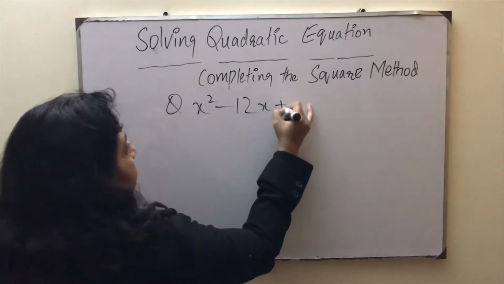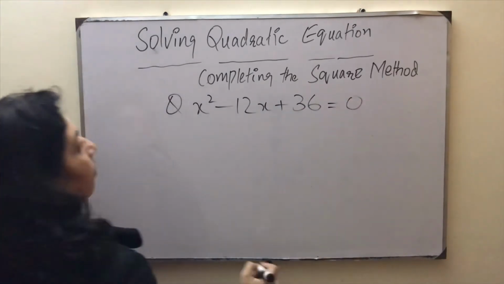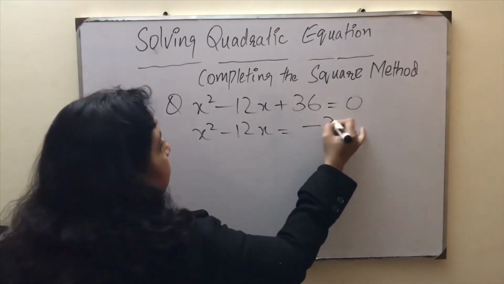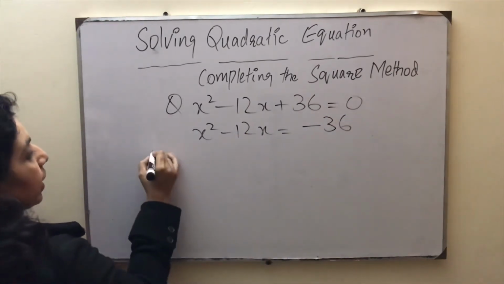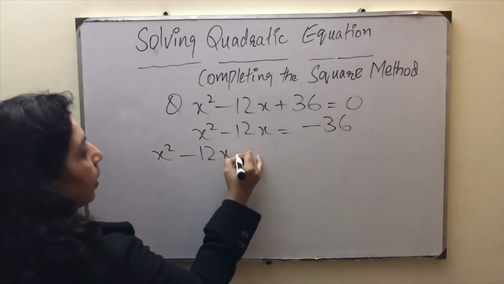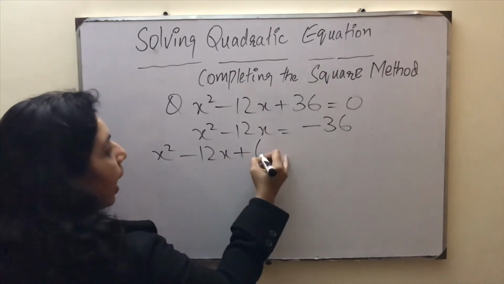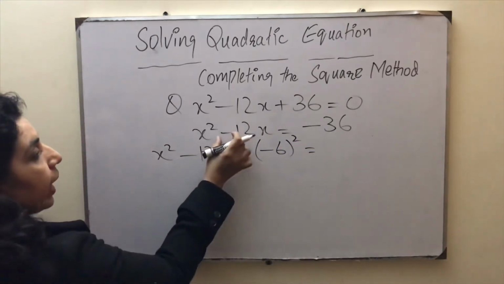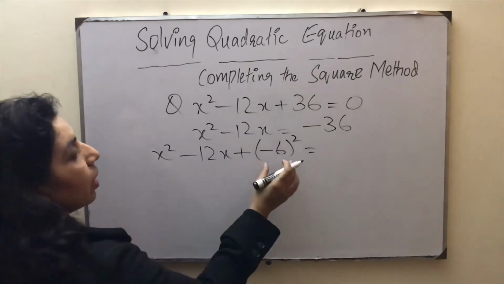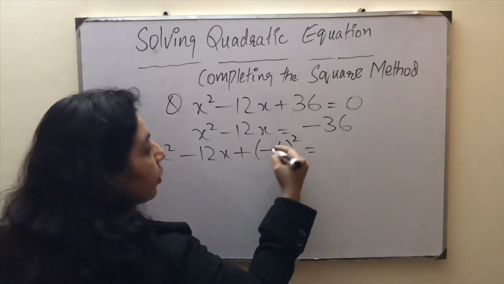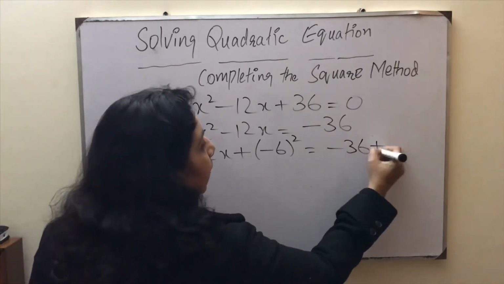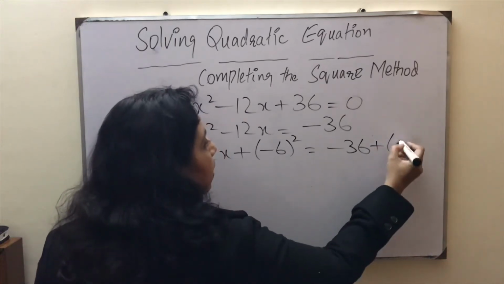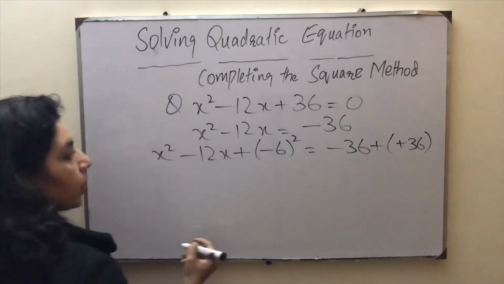Another very interesting example, x square minus 12x plus 36 equals 0. When I take this 36 to the other side, it will be negative 36. When I half 12, it will be 6, and I shall add the negative 6 square. Notice this thing: if it is negative, you will add the square of the negative number. Although it doesn't matter, we shall take the square of the negative number. This is negative 6 square, and it will give me positive 36 when I open the square.